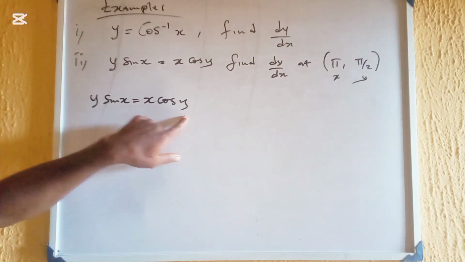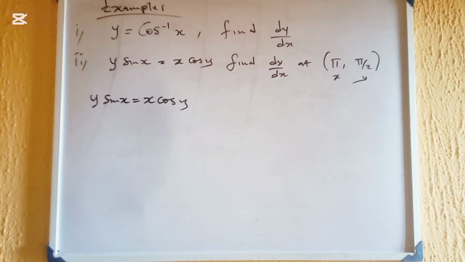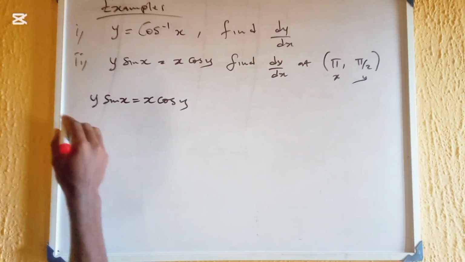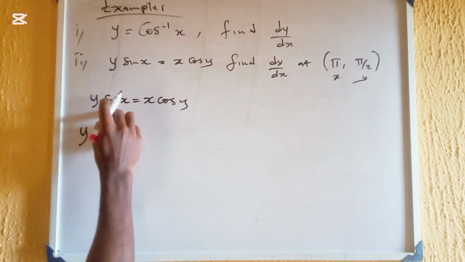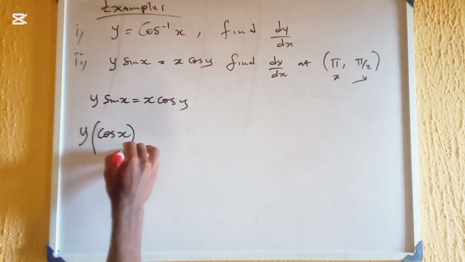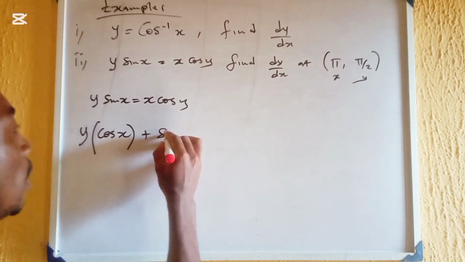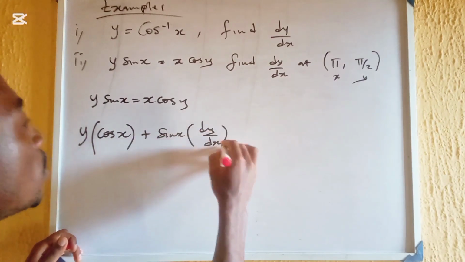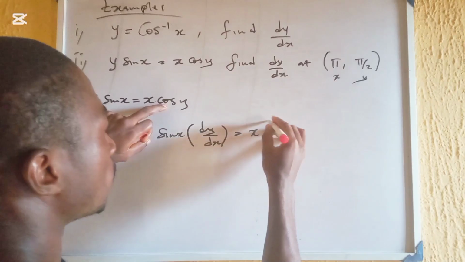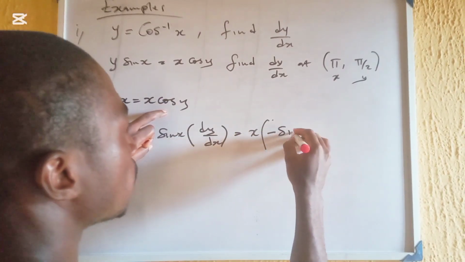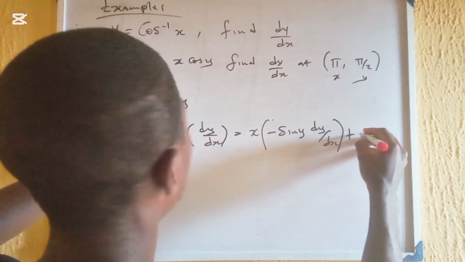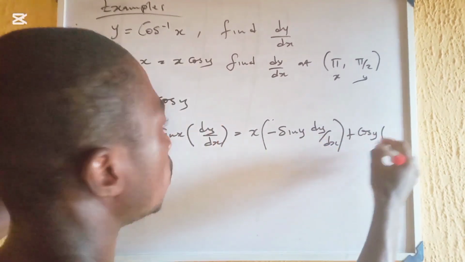y is an angle here, but y is not an angle there. So what do we do? You just differentiate using what you are taught. Apply product rule here and apply product rule here. So we'll be having y into differentiate sin x, you have cos x, then plus sin x into differentiate y, you have dy/dx. Then equal to, we have x, differentiate cos y, you have minus sin y dy/dx. Then plus cos y, differentiate x, you have 1.